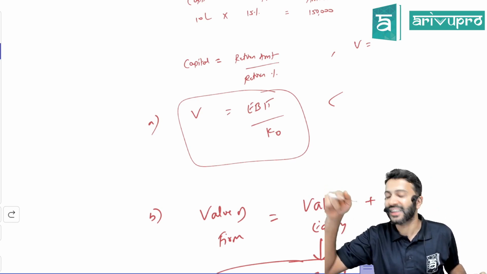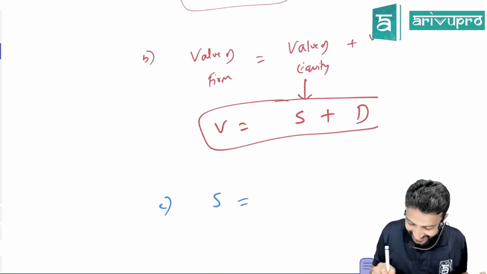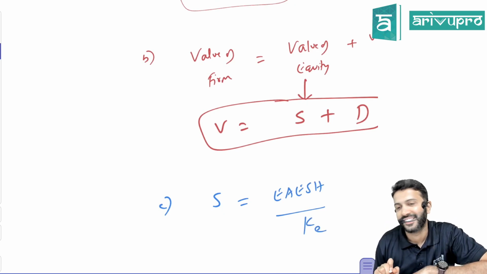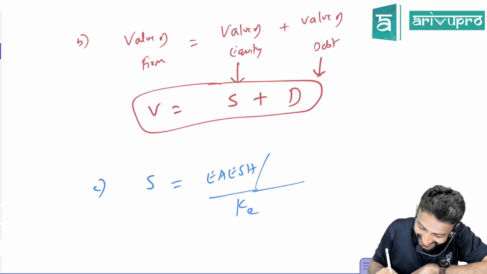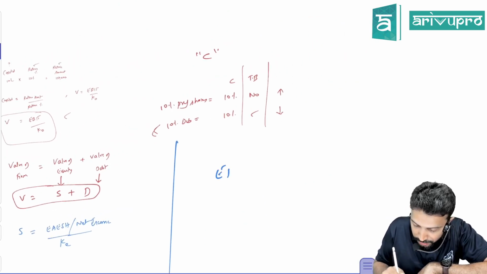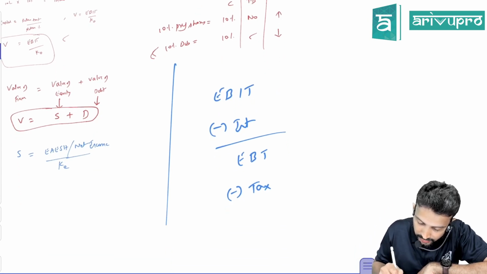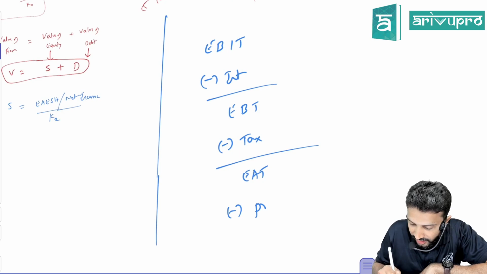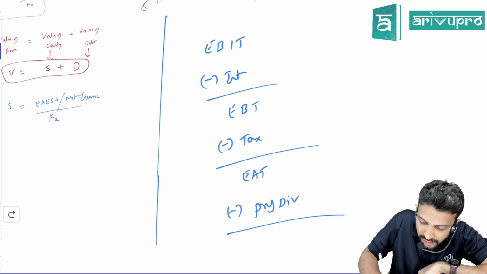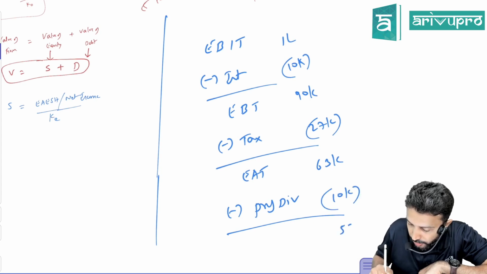Just looking at this equation, that minus D, what minus D now? Check here. First of all, let's drop this equation. EBIT minus interest gives EBT. From EBT, if you deduct tax, you get EAT, which we did this afternoon. Afterwards, from this EAT, if you deduct preference dividend, you will get one number. Let's say EBIT is 100, interest 10, EBT 90, tax at 30% is 27, so EAT is 63, preference dividend is 10, so that will be 53.